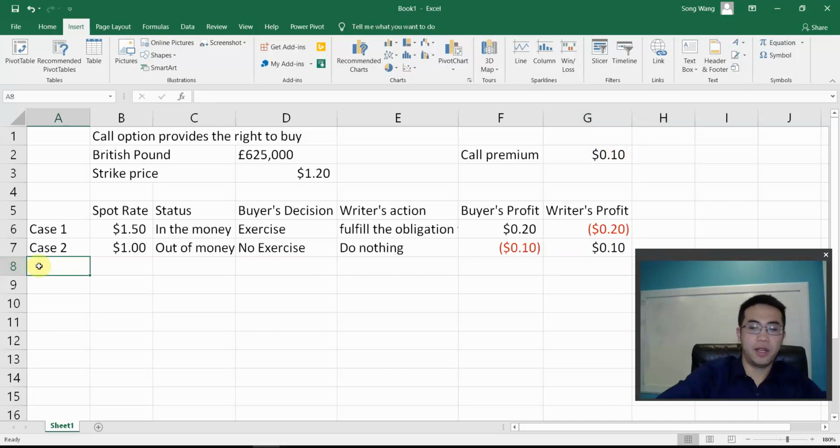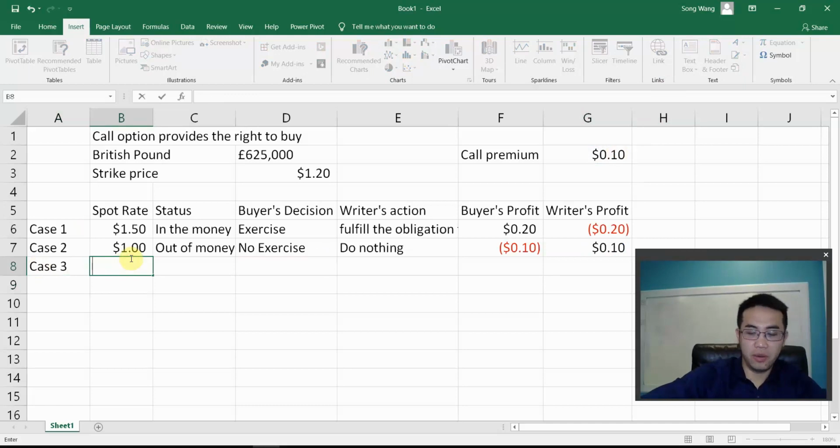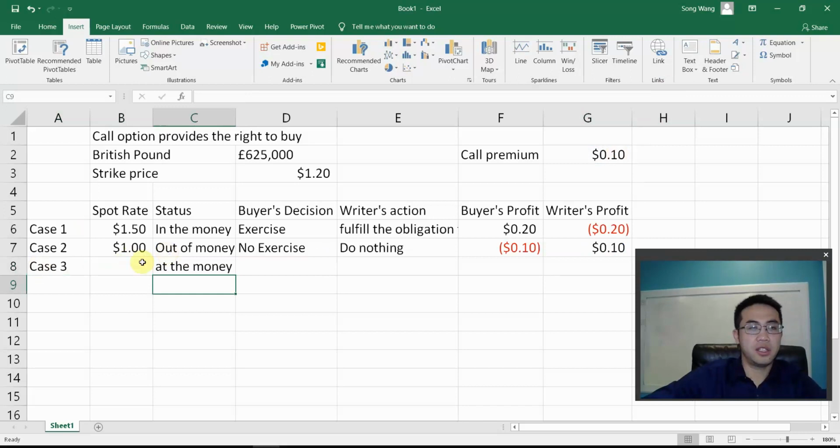And you also have a case 3. We call it at the money, and in this case, the spot rate is $1.2.